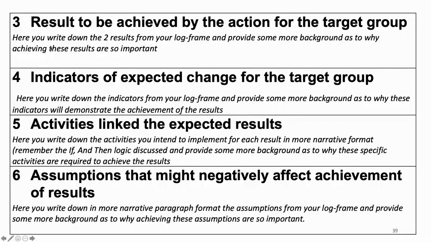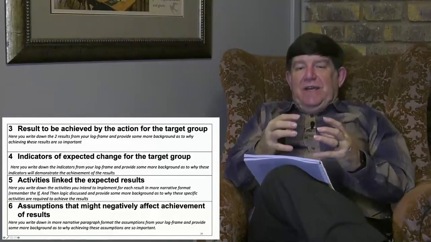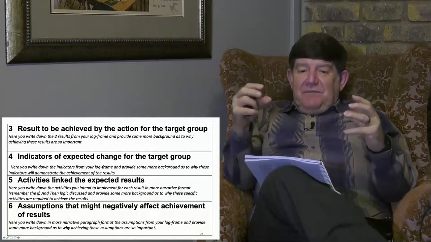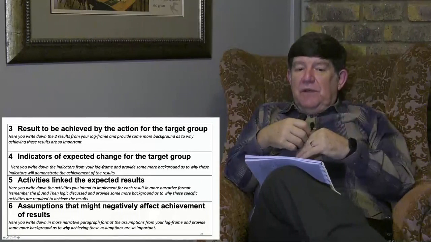You can now discuss the activities in a little more narrative. It's not just a question of copying and pasting the activities from the log frame, because in the log frame they're very cryptically formulated. It might be 1 sentence. Here you now need to create a nice narrative paragraph on how all these activities are related together, and how these activities together will deliver the result that we want to achieve.